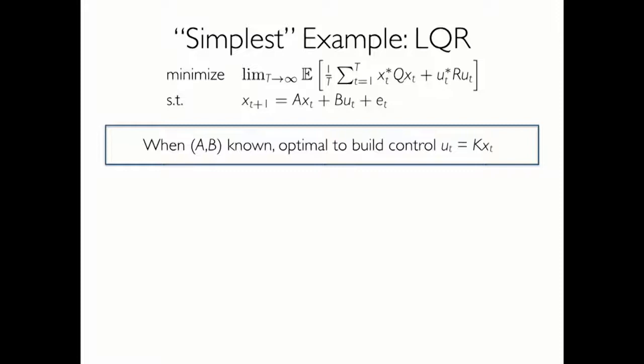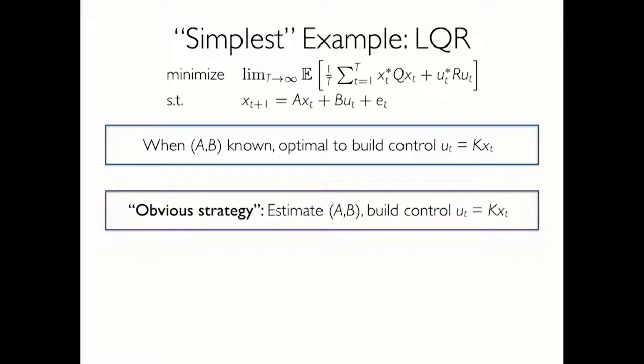But you could derive this via a variety of ways. You can just do it as an analytic limit, if you'd like. Or you can study something called Riccati equations, which actually will give you such a solution. And so maybe an obvious strategy, or the first thing you might try, would be to collect some data, estimate A and B, and then build the controller as if A and B were true.